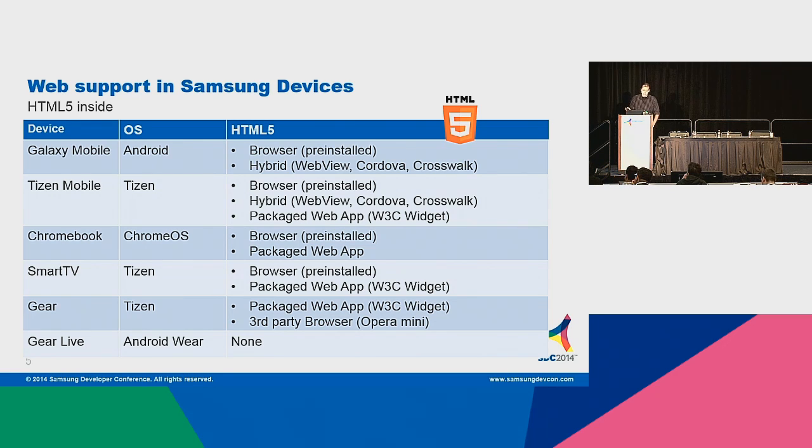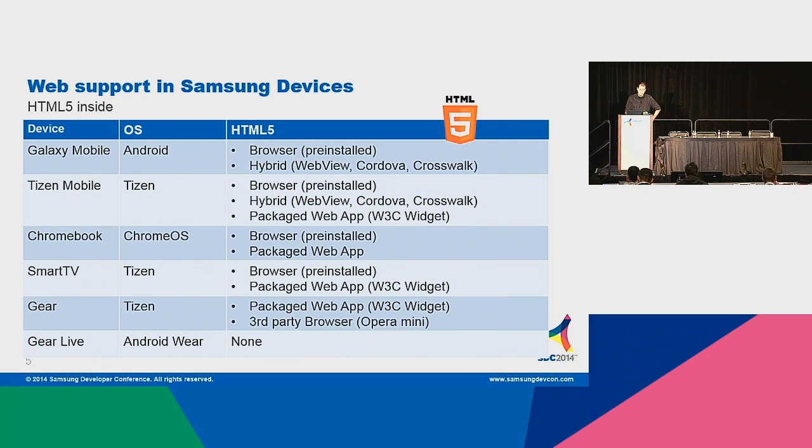So the first one is Galaxy Mobile. It is running Android. It comes with pre-installed browsers. And in addition to that, you have hybrid as another option, where you develop your content still with web technologies, but perhaps you want to wrap it in some sort of hybrid wrapper so that you can put it in the store and have it available that way as well. You can either just use your WebView directly from Java, or you can use an off-the-shelf open source project like Cordova or Crosswalk to wrap your content. And I'm going to talk about those a little later.